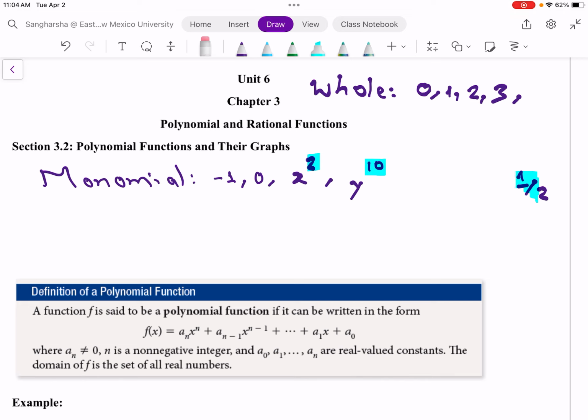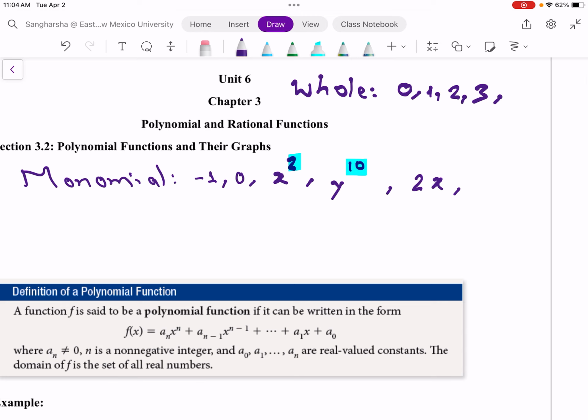Also, if we have a number times a variable, so let's say we have 2 times x, this is also a monomial. So if we have a number times some variable, it's a monomial. Also it can be any number. So 3/4 times a to the power 5, this is also a monomial. A number times a variable with a whole number as exponent is a monomial.